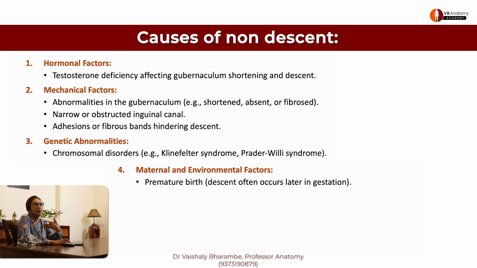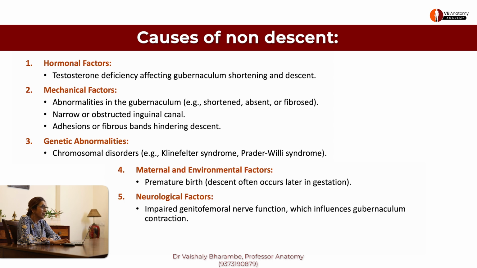Maternal factors, like the mother delivers in the 6th month, 7th month. The testes have not descended by then. You know the timeline by now. So that's a very common cause. Neurological factors, such as impaired development of the genitofemoral nerve. That's a nerve that stimulates the gubernaculum to pull the testes down. And idiopathic. All these are causes of non-descent. Please learn them well. They're asked very often.